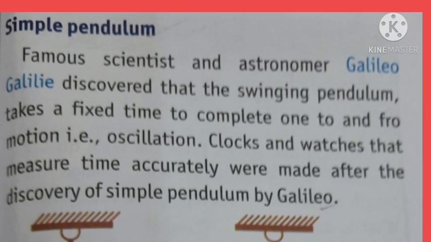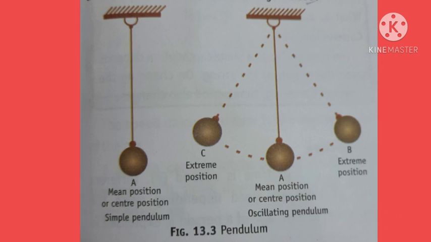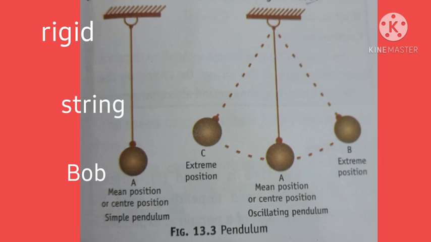Next is the simple pendulum. The famous scientist and astronomer Galileo Galilei discovered that a swinging pendulum takes a fixed time to complete one to and fro motion. This is called an oscillation. Clocks and watches that measure time accurately were made after Galileo's discovery of the simple pendulum. A simple pendulum consists of a weight called a bob tied to a string.